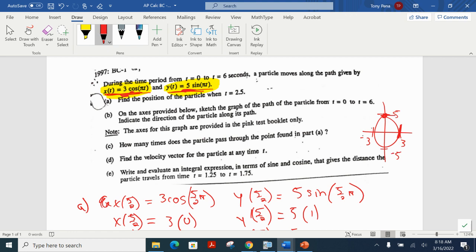And then again, since the x is paired with cosine, y is paired with sine, just like the unit circle, we know we're going to be going counterclockwise. So I'll just say that is the answer to letter B right there. All right, it's an ellipse that's stretched vertically.